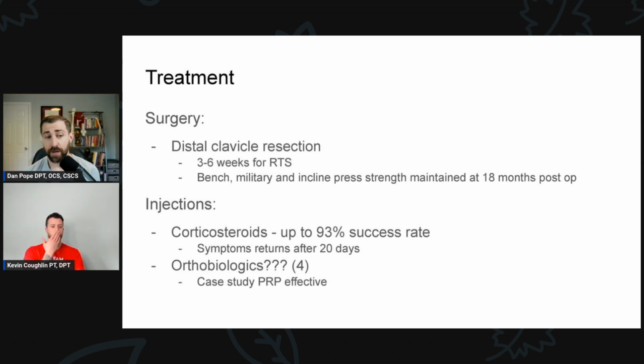Now, if we don't want to go down that route, is there anything else we can do from a more conservative standpoint? Well, we have a few options. Corticosteroids, like I said, and maybe some orthobiologics. What does the research show us on corticosteroids? Well, they've got an up to 93% success rate, depending on the study you look at. And the problem with this is your symptoms return generally after 20 days, which makes total sense to me.